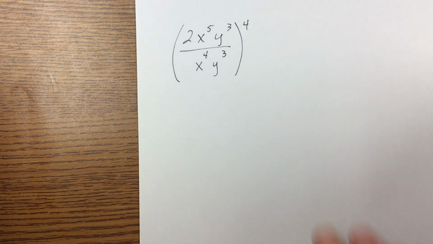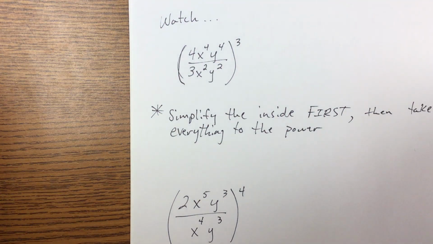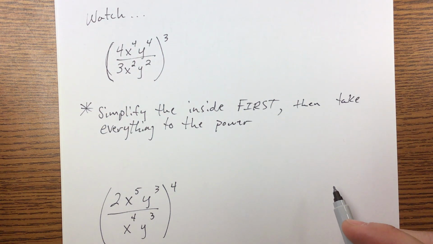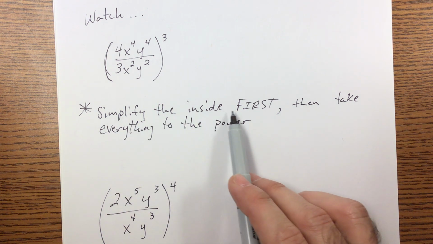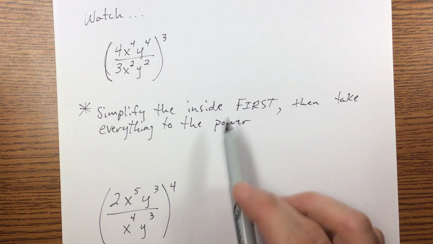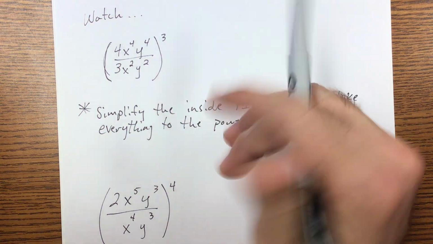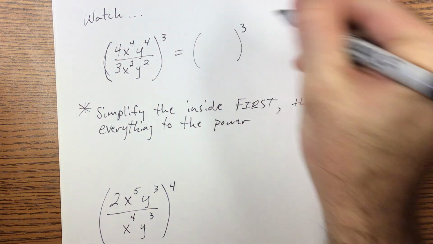Good stuff. Hey, this one's going to look really tough. It's not nearly as bad as you might think. I want you to watch this first one right here. And I put the little rule down here. It's not really a rule, it's just advice. First, simplify the inside first, then take everything to the power that's outside. So don't even worry about the power yet. Let's just work on what's inside. So we're going to end up with something inside to the third power.